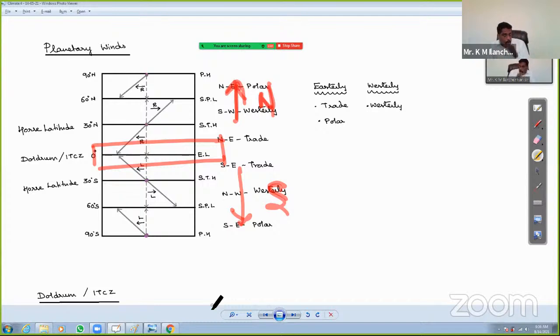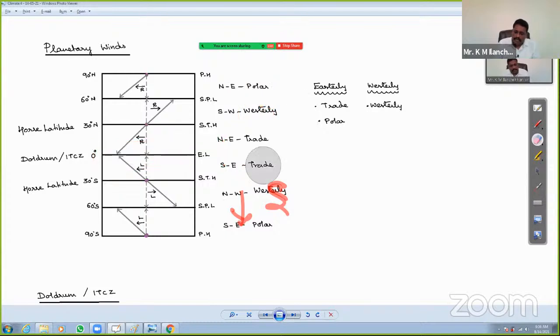Now, my dear friends, not only the equatorial low, all pressure belts shift north and south. Very, very important. Every pressure belt will shift north and south.